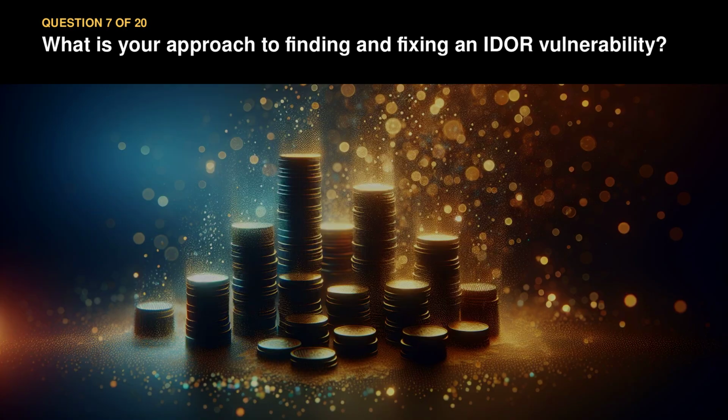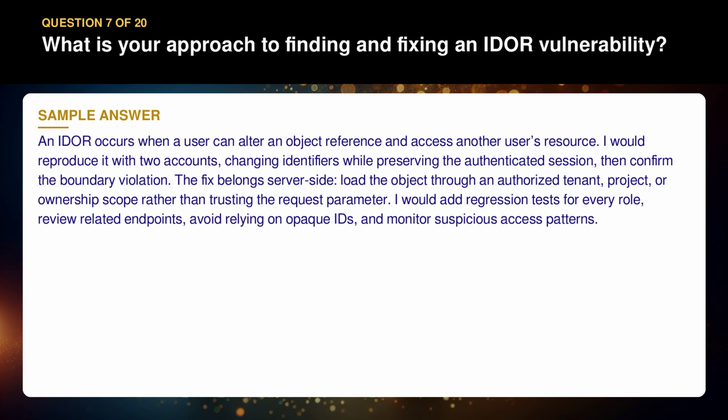Question 7. What is your approach to finding and fixing an IDOR vulnerability? An IDOR occurs when a user can alter an object reference and access another user's resource. I would reproduce it with two accounts, changing identifiers while preserving the authenticated session, then confirm the boundary violation. The fix belongs server-side.